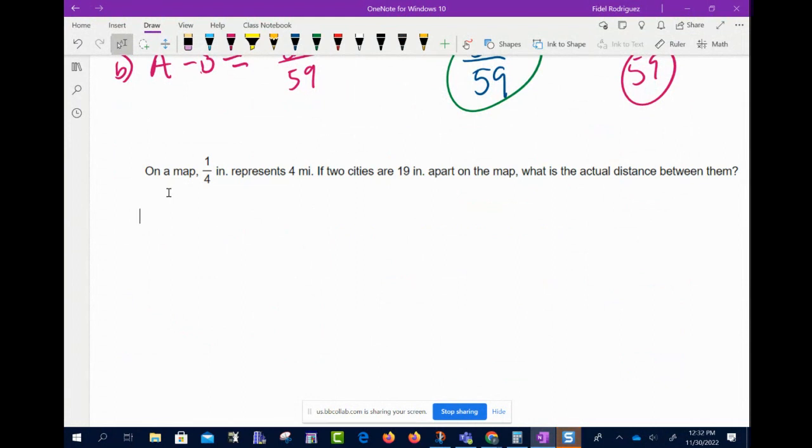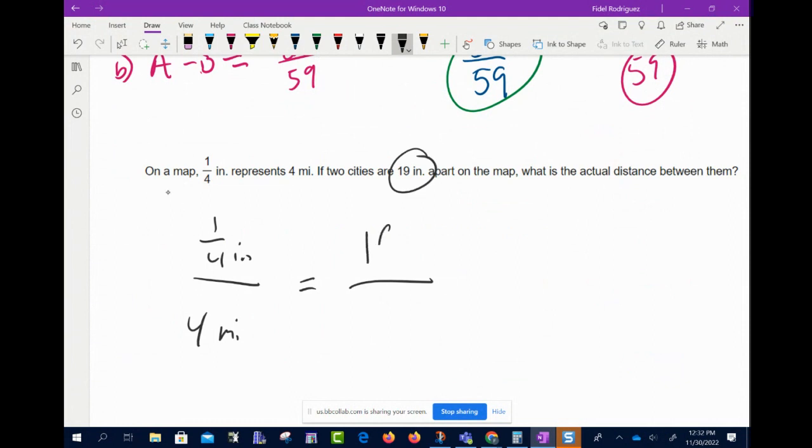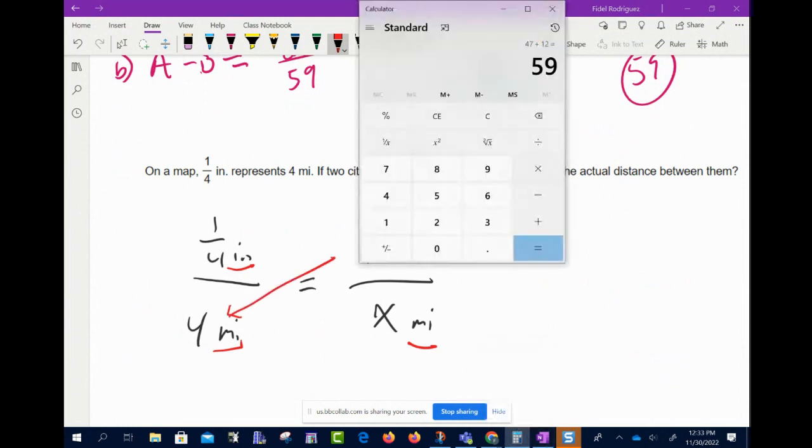Okay, so y'all, with these ratio and proportion problems, the first thing I always do is one fraction equals another one. So look, 1/4 of an inch is the same thing as 4 miles. Now we have two cities that are 19 inches apart. So I'm going to put 19 inches here, and I'm going to put X miles right here. So again, the important part is how you set it up. If inches are on the top, inches are on the top. If miles are on the bottom, miles are on the bottom. So look, we're going to just cross multiply. So we're going to take 4 times 19.